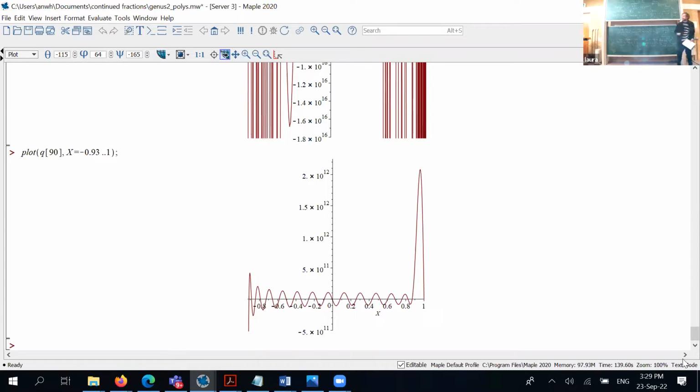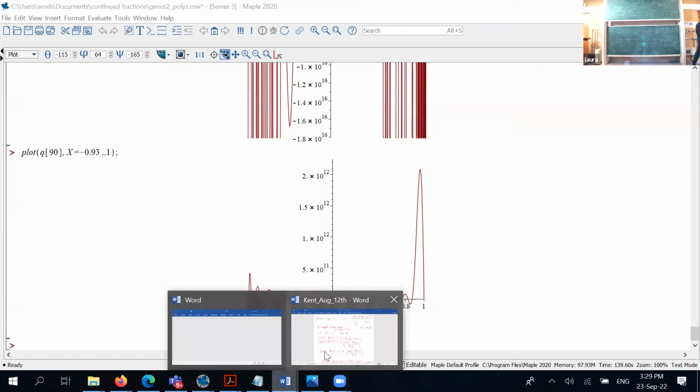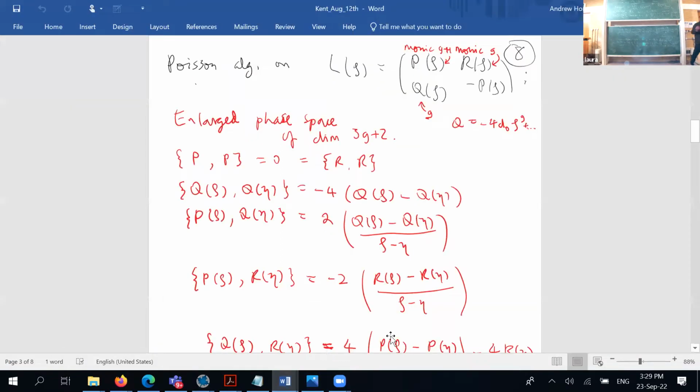I really like formulas. I love formulas, but not everybody loves formulas.